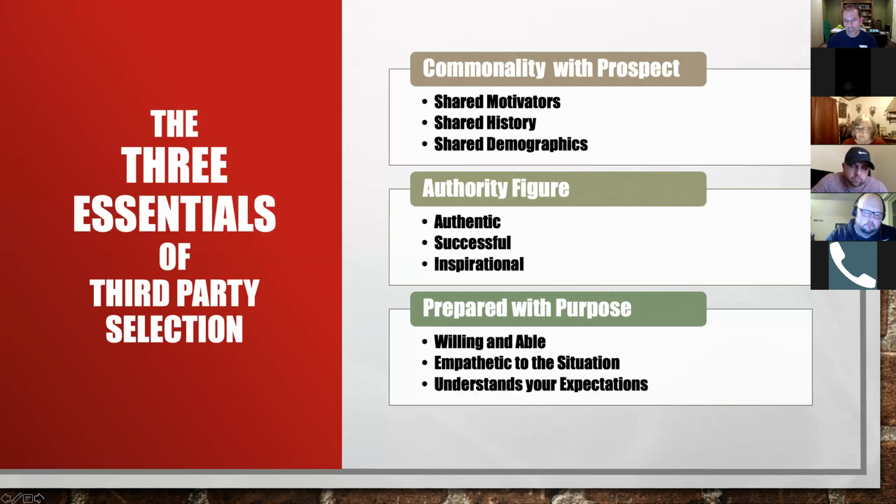And so ultimately, the next and final part of it is that the person who's going to help you, that third party that's going to come on the call or do the visit with you or the home sit, the person who's going to work as your teammate, they have to understand your expectations.